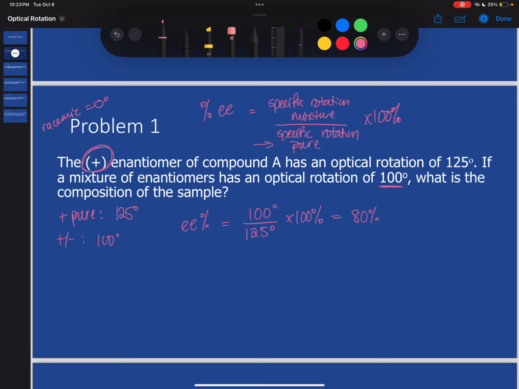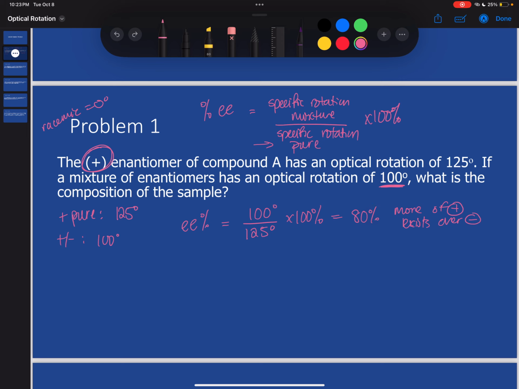What that 80% says is how much more of the positive exists over the negative. This is how much of the positive enantiomer is not being canceled out. This is what's giving us that positive 100. That does not mean this is the total amount of the positive, because if it's a mixture, there's still a little bit being canceled since you have both present in the solution. This, again, is what is not being canceled out.